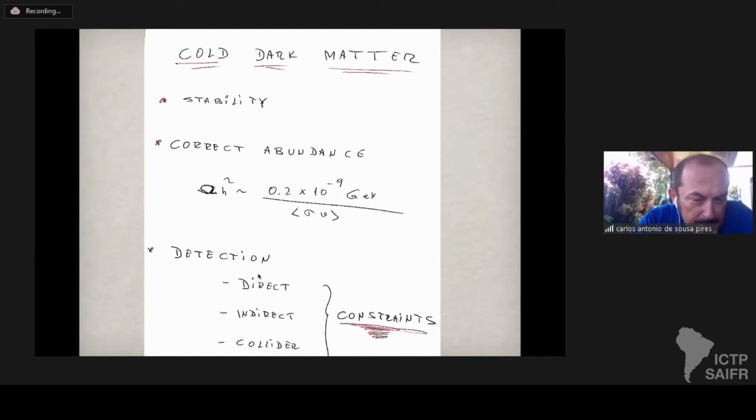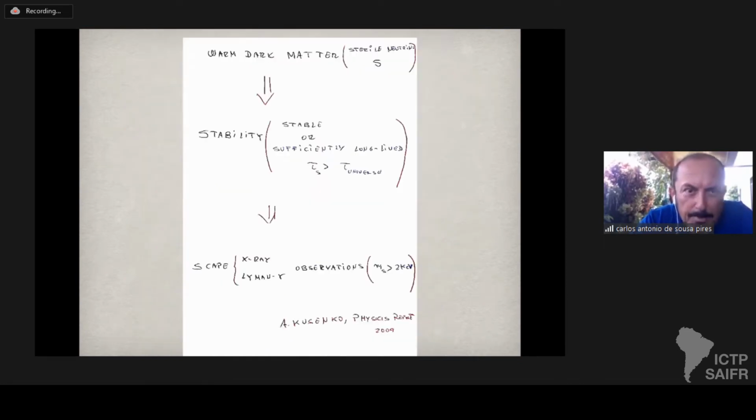So you guarantee stability by means of a symmetry, calculate the abundance, and go to analyze detection. Of course, experiments didn't detect cold dark matter, so all the data from experiments translate into constraints over the model. This is really what you do with our model. So you see that this protocol is very simple. Well, it's not so simple, but it's simple when you compare with warm dark matter.